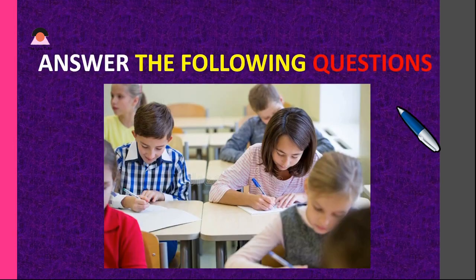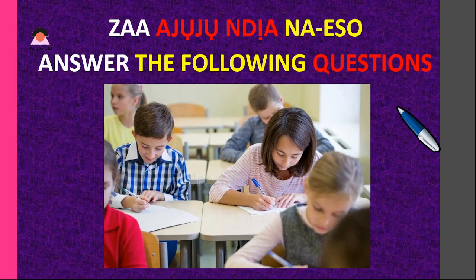And he gave further instruction. Answer the following questions. In Igbo it is, zaa ajụjụ ndị a na-eso. You can see from the color clearly that za is answer. Zaa ajụjụ ndị a na-eso. Ajụjụ ndị a is questions. Na-eso is following. The colors are explanatory enough.